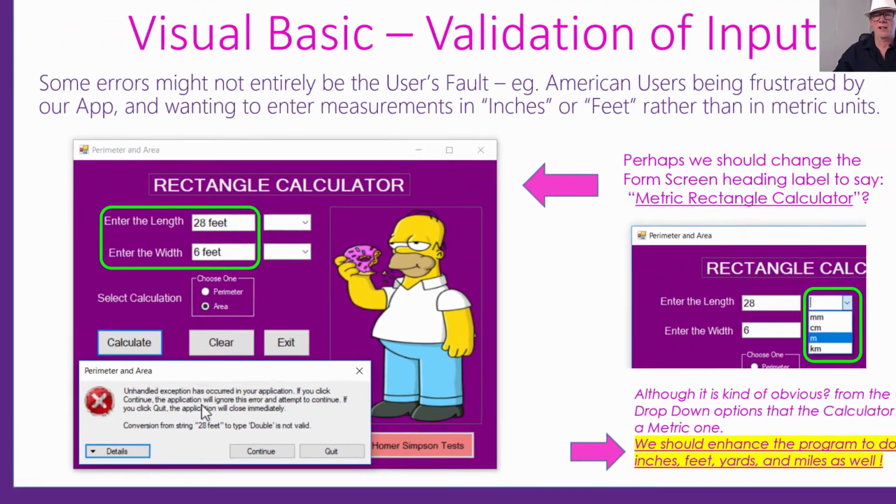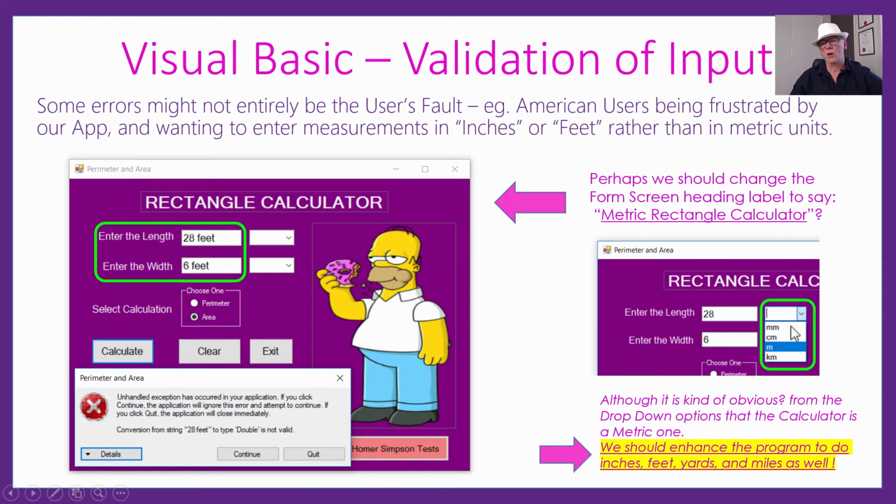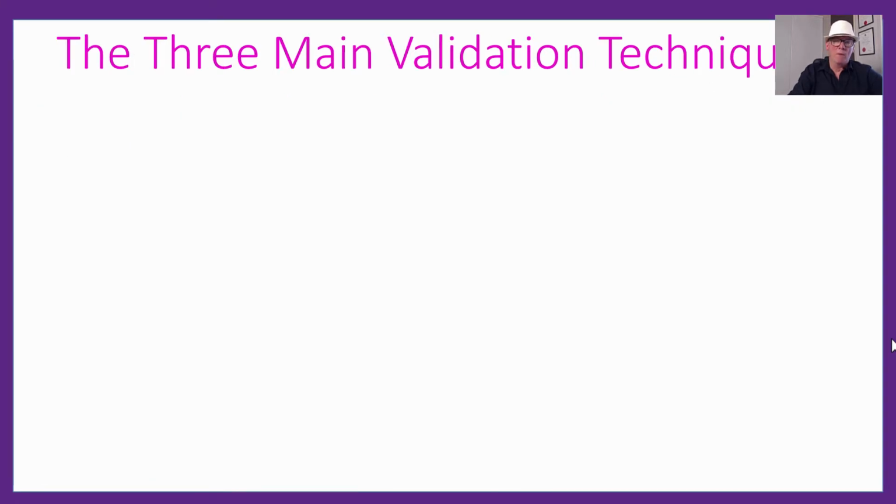We should actually enhance our program so that we've got more in the drop-down list. We could easily add more items in there, inches, feet, yards, and miles, and make it an international program. So that's something maybe you should go back and do on the rectangle, perimeter, and area program.